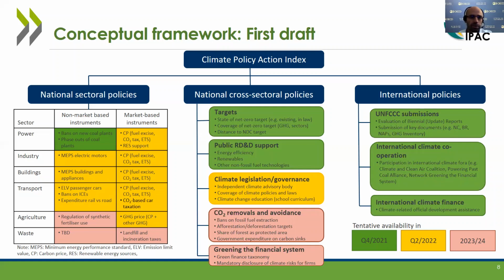So the first module, UNFCCC submissions, covers, for example, the UNFCCC Secretariat's evaluation of the completeness and transparency of the biennial reports or biennial update reports. And we also cover whether key documents have been submitted to the UNFCCC, for example, national communications or biennial update reports. Then the second module, international climate cooperation. So that's participation in international climate fora, such as the Climate and Clean Air Coalition or Powering Past Coal Alliance. And finally, the last module is international climate finance. Here we have one indicator that's climate-related official development assistance.